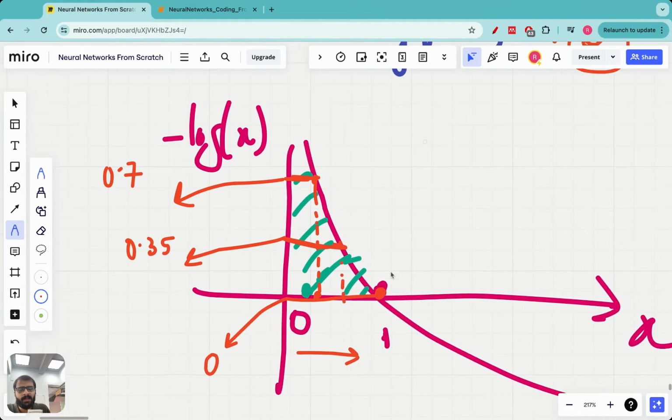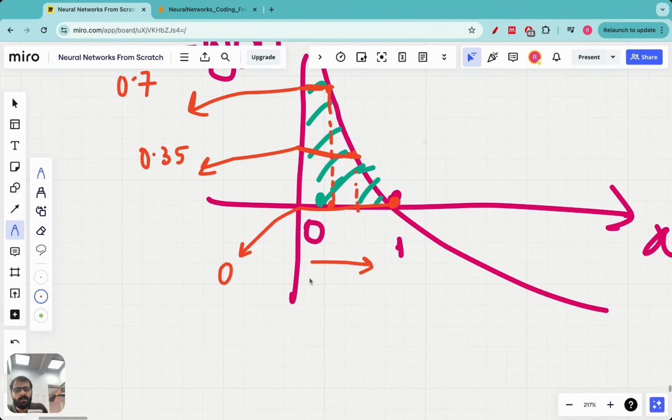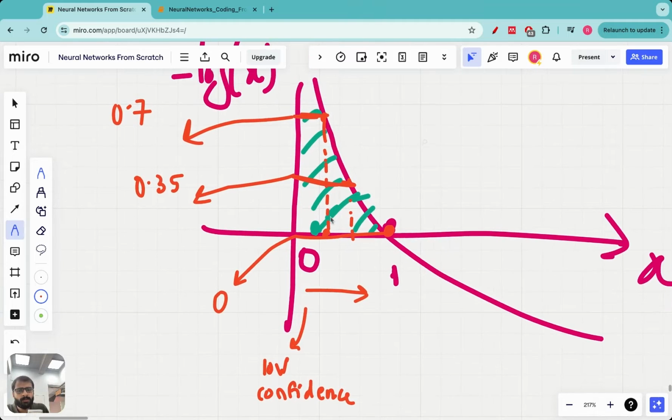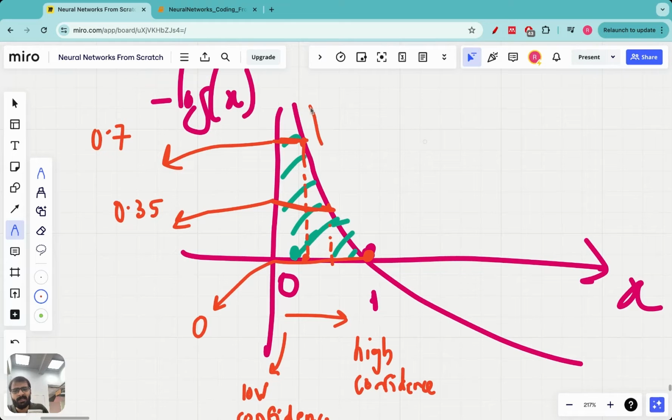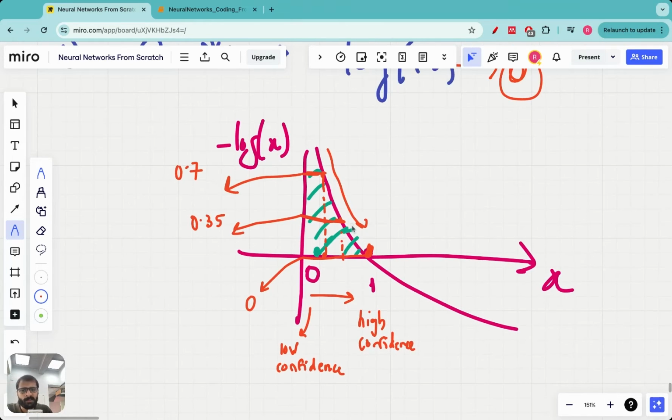So remember that if we are on the left side here, it means our prediction is low confidence, so the loss will be very high. But as we keep moving to the right, our confidence increases, and this actually means that we are entering high confidence that it's the correct answer. So the loss actually starts to decrease like this until it becomes 0 if the input is 1. That's why we take the negative.